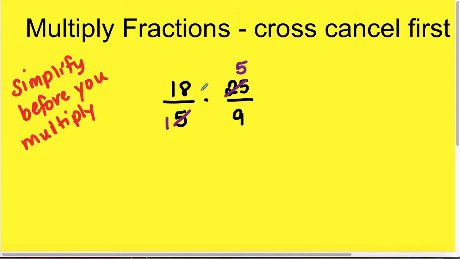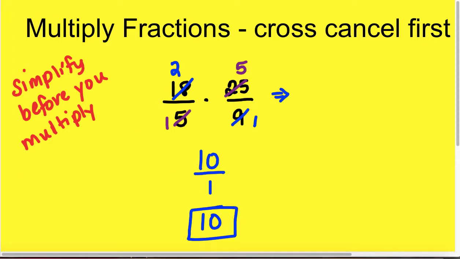All right, and then 9 and 18, I can do the same thing. 9 goes into itself once and it goes into 18 2 times. Now that everything's simplified, you multiply across, okay? So that's going to give me 10 over 1, which is just 10. Now, I know we always want to write that 1, but if you have a whole number over 1, don't write it as 10 over 1. Write it as what it is, the whole number 10, okay?